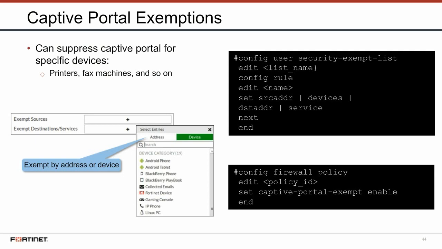There are two ways you can bypass Captive Portal: through a security exemption list in the GUI under Network Interface, or the CLI under config user security-exempt-list. Or through the firewall policy. In the CLI, edit the policy and set captive-portal-exempt enable. All traffic matching this policy is now exempt from having to authenticate through Captive Portal.